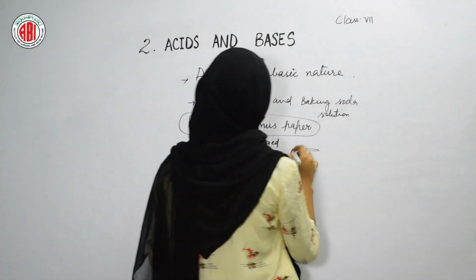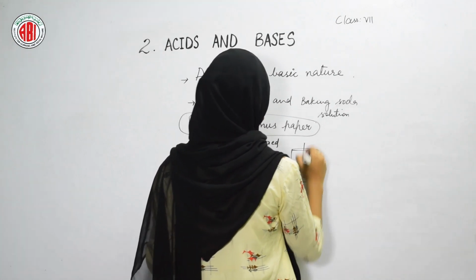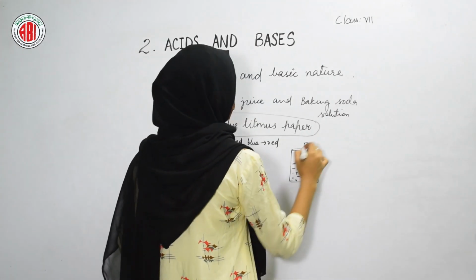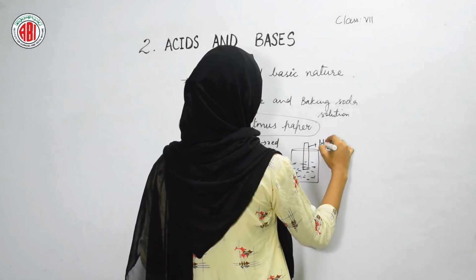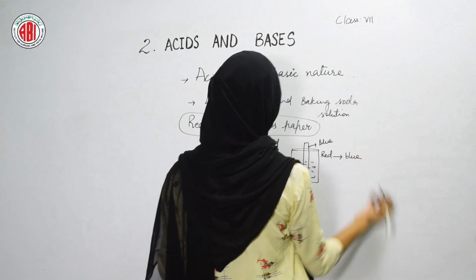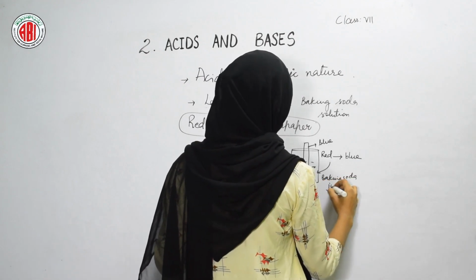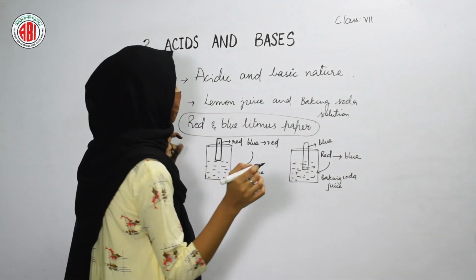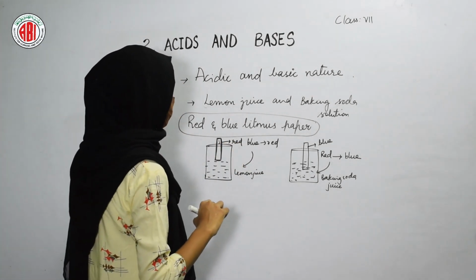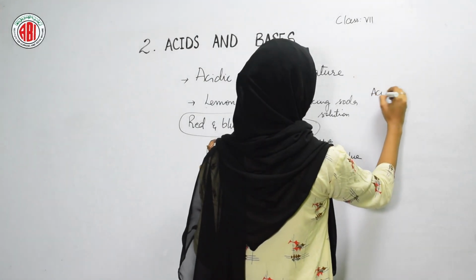And when we take baking soda solution in the other beaker, and if we put red litmus paper into this baking soda solution, then this red litmus paper turns to blue color. Here the red changes into blue color in case of baking soda solution. By this activity, we can clearly understand the nature of the substances, whether it is acidic or basic. First, we'll see what acidic substances are.